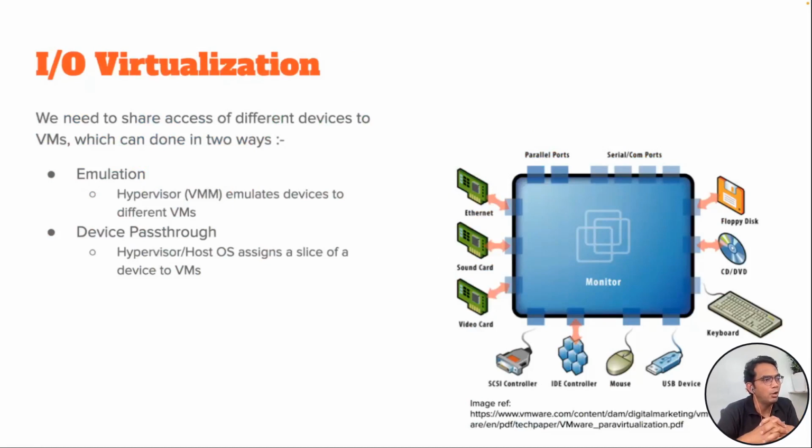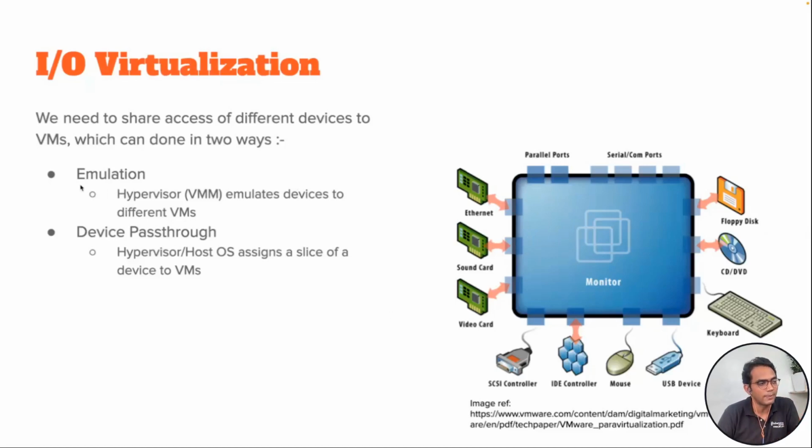Then we have IO virtualization. You may have network cards, display cards, hard disk, and so on, right? All of this hardware, keyboard, mouse, and all that stuff, needs to work with the different VMs simultaneously. So we can give access to our resources or the hardware in two different methods.